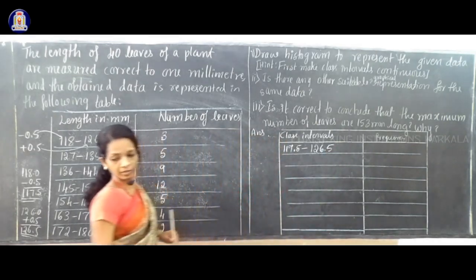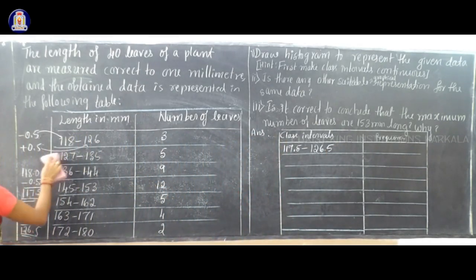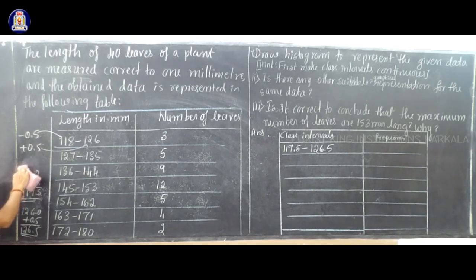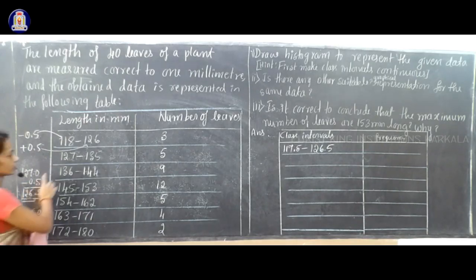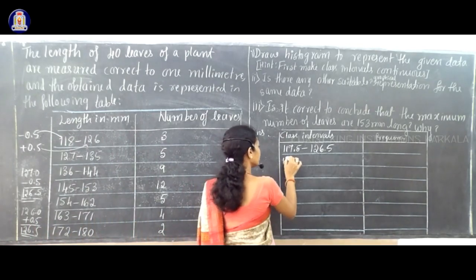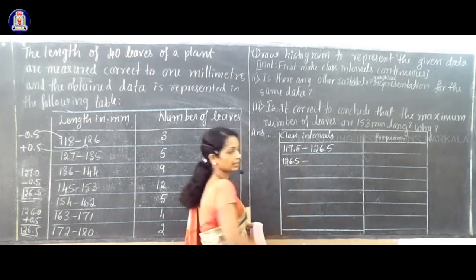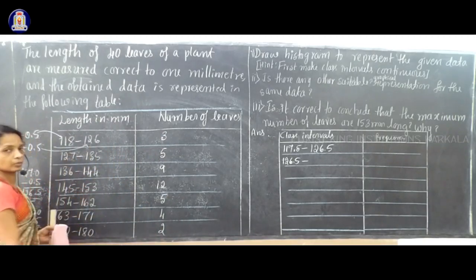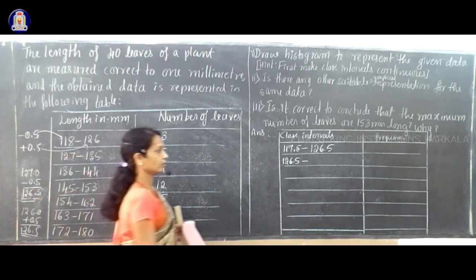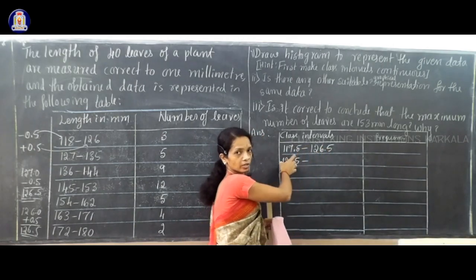Next, in the second class interval, from the first number you have to subtract 0.5. 127 means 127.0, and subtracting 0.5 we get 126.5. So in the next class interval, the first number is 126.5, after subtracting 0.5 from 127. Now we can see that where the first class interval ends, from there the next class interval starts.